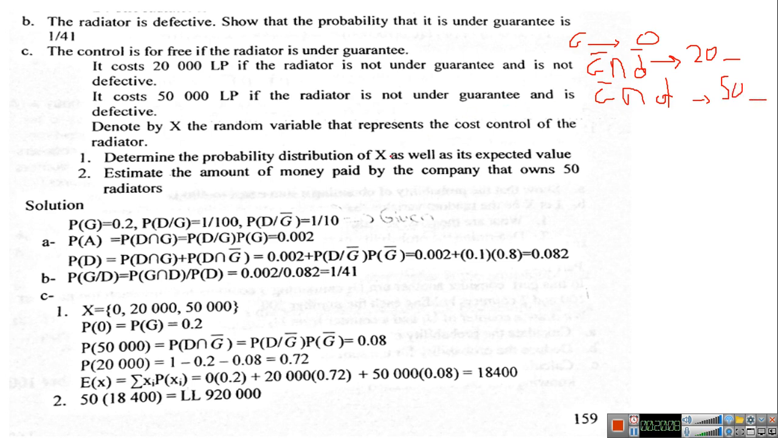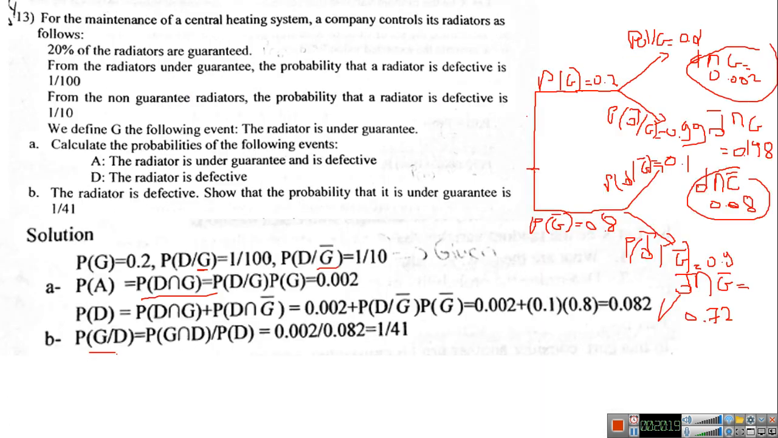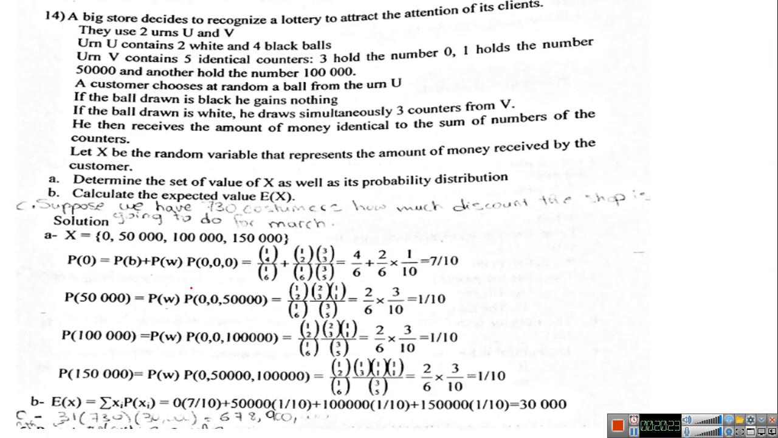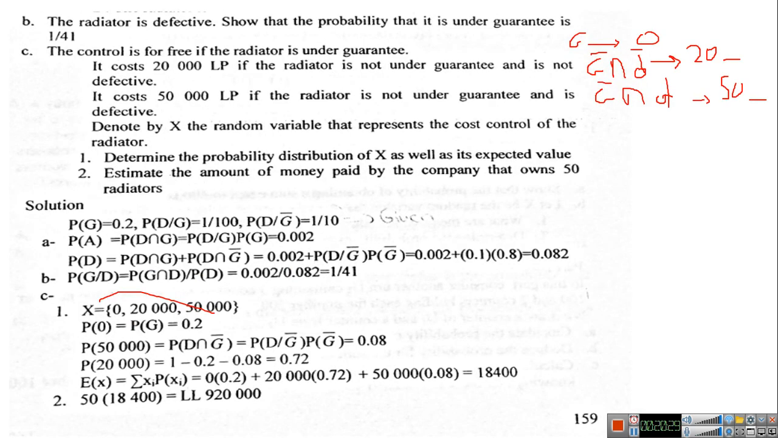Denote by X the random variable. So what are the values? Either you pay 0 or 20,000 or 50,000. What's P of 0? P of 0 is P of guarantee. We know that P of guarantee, we did it up. It was 0.2. You can see it here, okay? P of 0 is P of G.